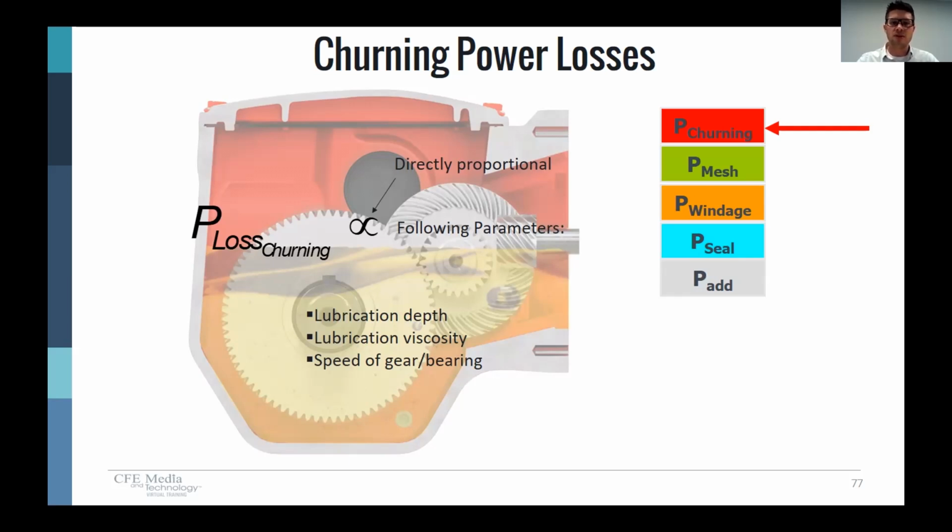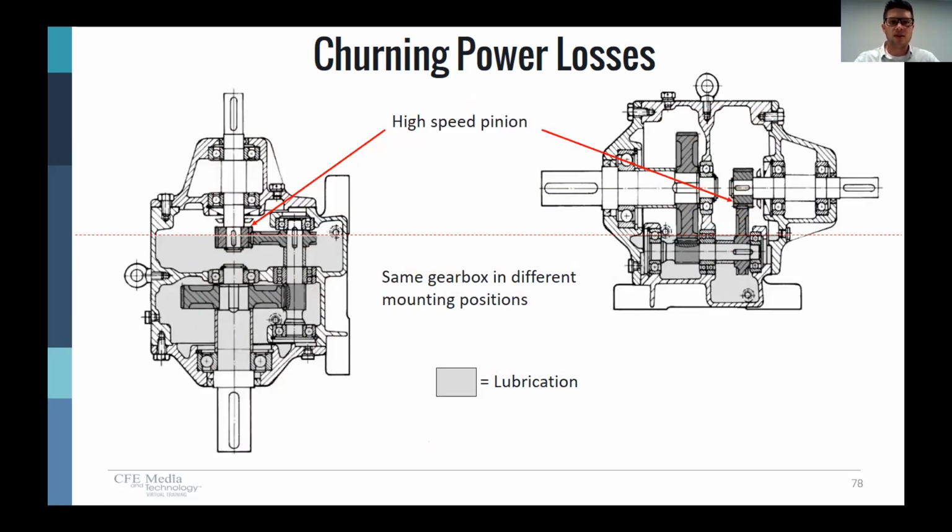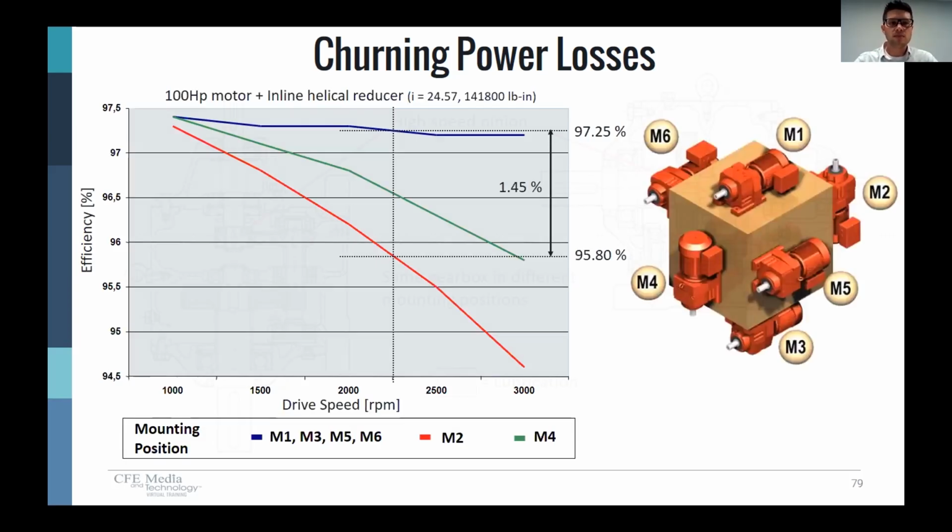One of the major contributors to churning losses is the mounting position. Now, the mounting position of a gearbox really determines how much oil you have to put in it. And the amount of oil is going to determine how much friction is between the gears and the oil itself. If a gearbox is mounted horizontally, as the gears dip down into the oil, they can carry oil up to the other gears that it's making contact with. If a gearbox is mounted vertically, you have to put enough oil in that to reach all of the gear sets. So that's really going to determine the amount of losses that you have with your particular gearbox.